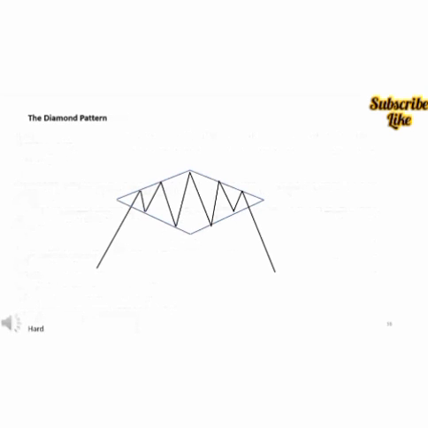The diamond pattern, which is a combination of two smaller patterns, a triangle formation and an inverted triangle formation.